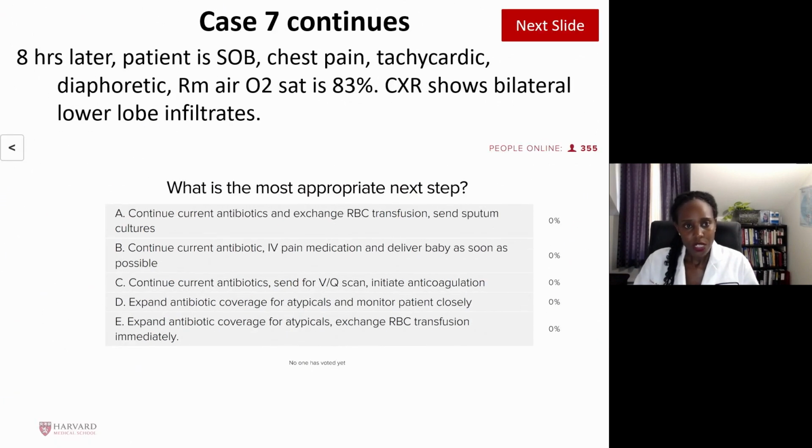8 hours later, she presents short of breath, she has chest pain, she's tachycardic, diaphoretic, her room air O2 sat is 83%, and her chest x-ray shows bilateral lower lobe infiltrates. What's the most appropriate next step?